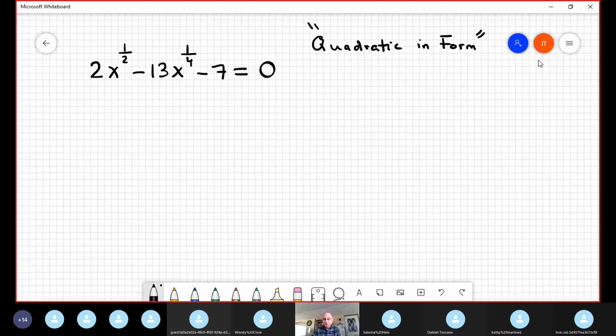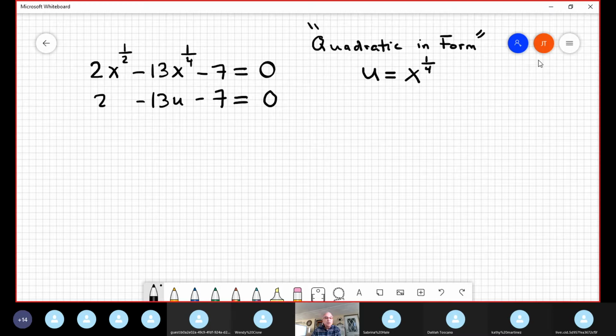And always when it's quadratic in form, we convert this equation to a quadratic equation. How? Using u substitution. The u substitution is u equals x to the 1/4, or you take the smaller exponent. 1/4 is smaller than 1/2, no? So you rewrite the new equation using the auxiliary variable u. Okay, 7 stays the same, -13 times u, because this is u by definition, and this is u squared, so 2u squared.